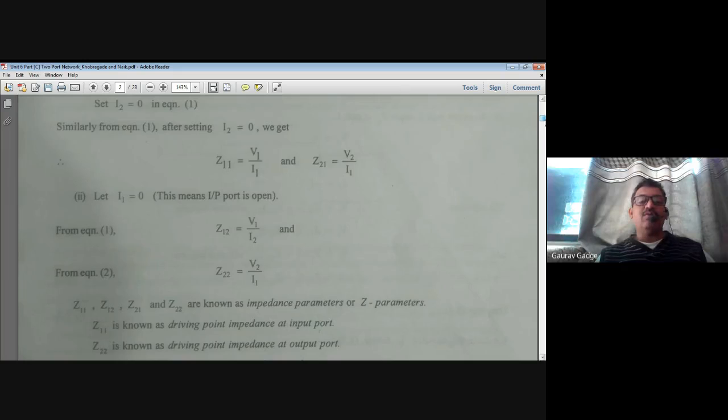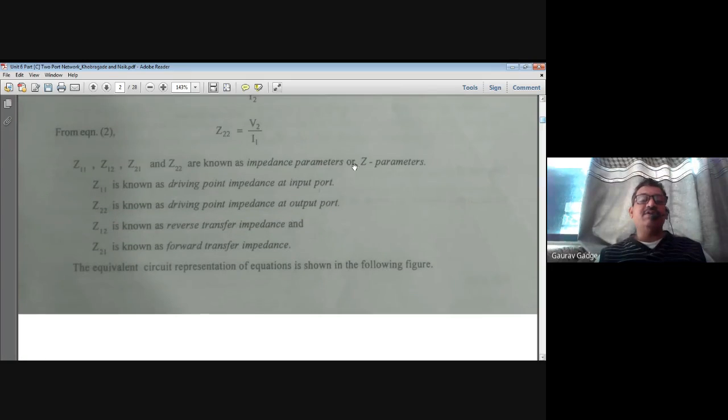What are those four parameters? Z11 is driving point impedance at input port. Z22 is driving point impedance at output port. And Z12 is reverse transfer impedance. Z21 is forward transfer impedance.